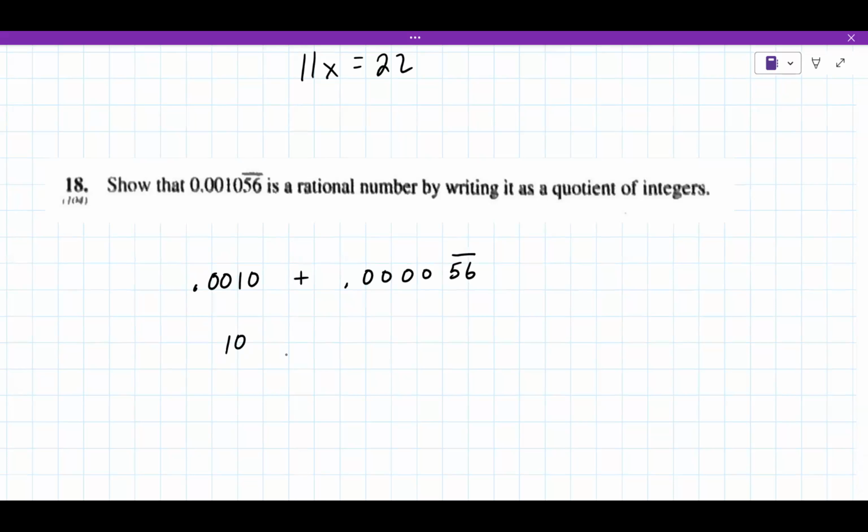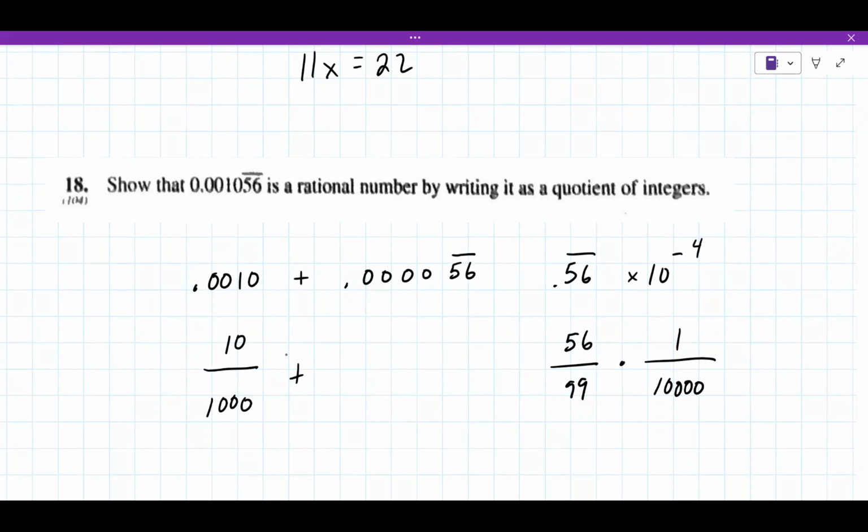It would be 10 over 1000. This one on the right is a little bit harder. You could also rewrite it as 0.56 times 10 to the minus 4. And then 5/6 becomes 56 over 99 times 1 over that.